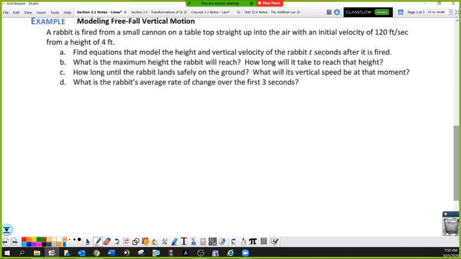A rabbit is fired from a small cannon on a tabletop. First of all, obviously that was not written in your textbook, rabbits being fired from cannons.